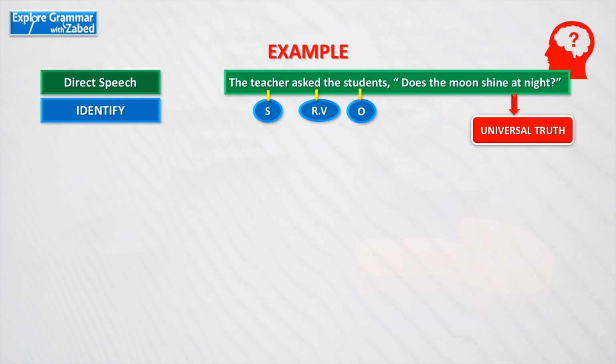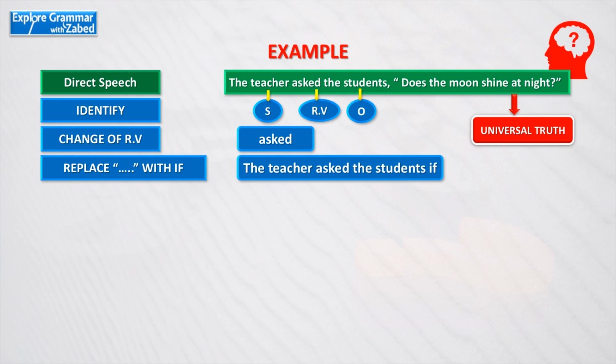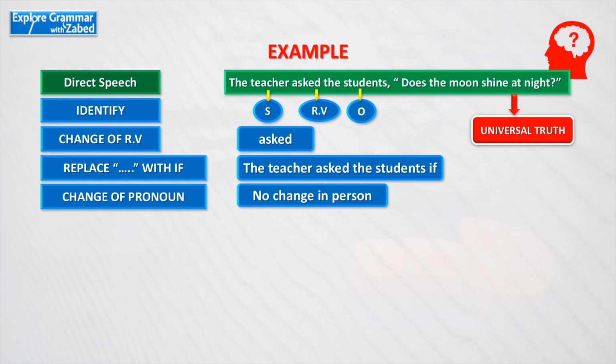The next step is to change the reporting verb. As the reporting verb asked has already been given, again, no change in reporting verb. The third step is to replace quotation marks or inverted comma with if, as it is a yes no type of question. So the sentence would look like the teacher asked the students if. Step 4 is a change of pronoun. As there is no pronoun, this step won't come.